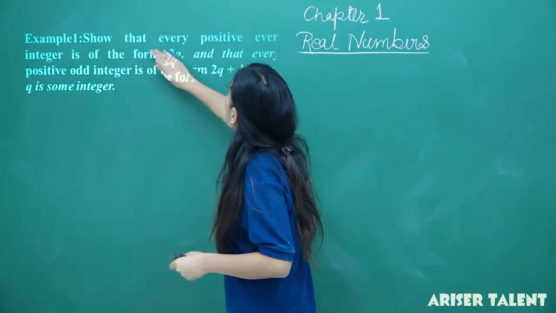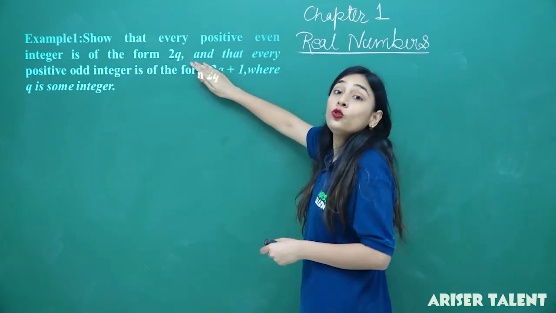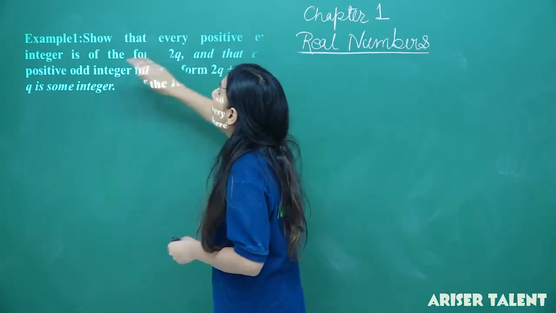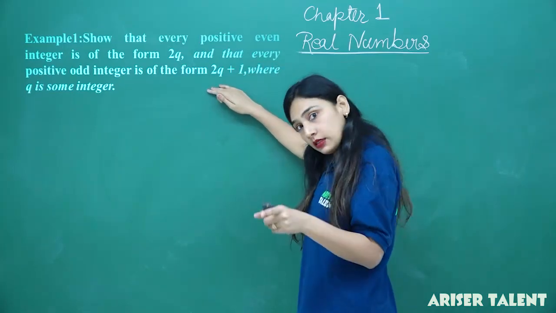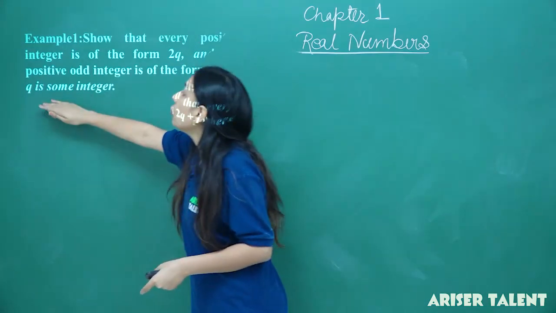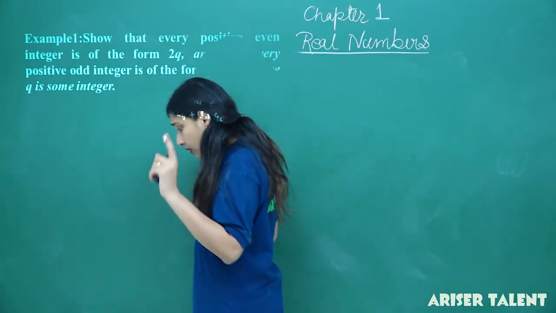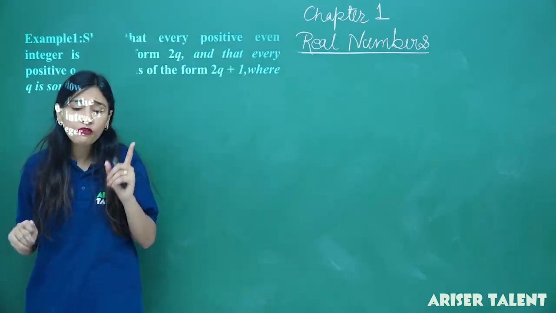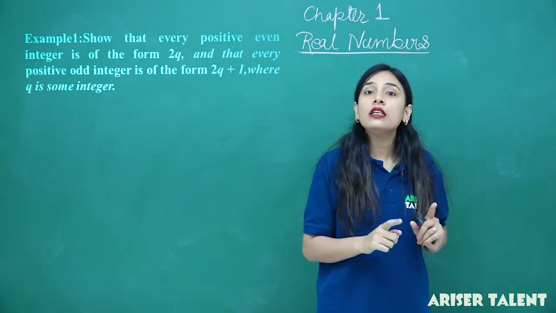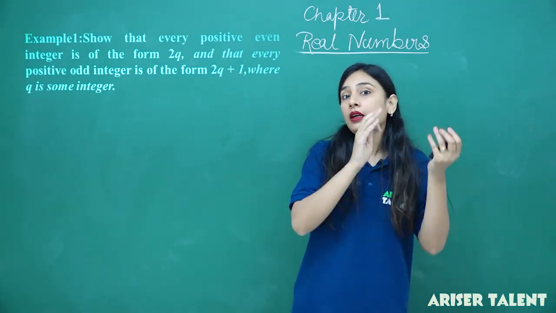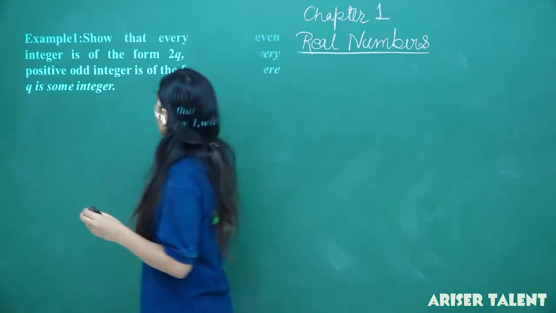The example is: show that every positive even integer is of the form 2q and that every positive odd integer is of the form 2q plus 1, where q is some integer, right? Now the very first step after seeing this kind of question is just to write Euclid's division lemma, without thinking. So what was that?